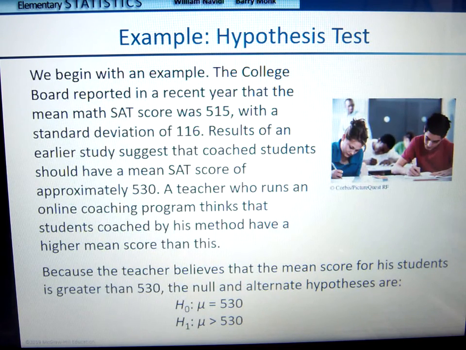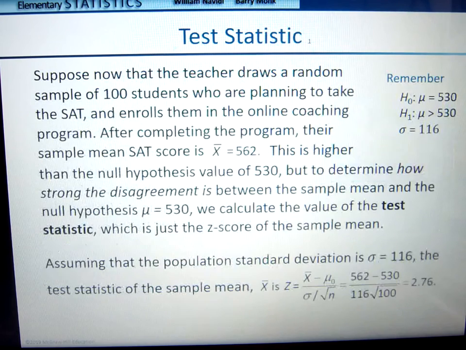So we begin with an example. The College Board reported in a recent year that the mean SAT math score was 515 with a standard deviation of 116. The results of an earlier study suggest that coached students would have a mean SAT score of approximately 530. A teacher who runs an online coaching program thinks students coached by his method have a higher mean than this. So he believes that the mean score for his students is greater than 530. Then the null hypothesis would be 530, and the alternate hypothesis would be greater than 530.